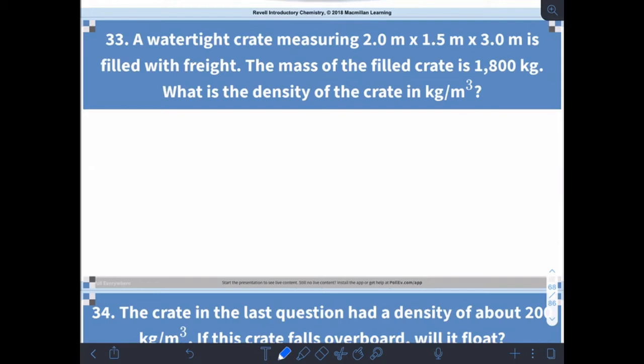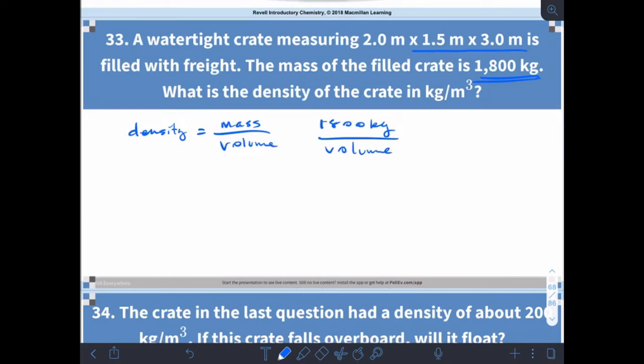Whenever you need to find density, density equals mass divided by volume. We're given a mass of 1,800 kilograms. That's given right here in the problem. And then we need to find the volume of this crate. Remember, volume is length times width times height, and that's given to us right up here in our problem.